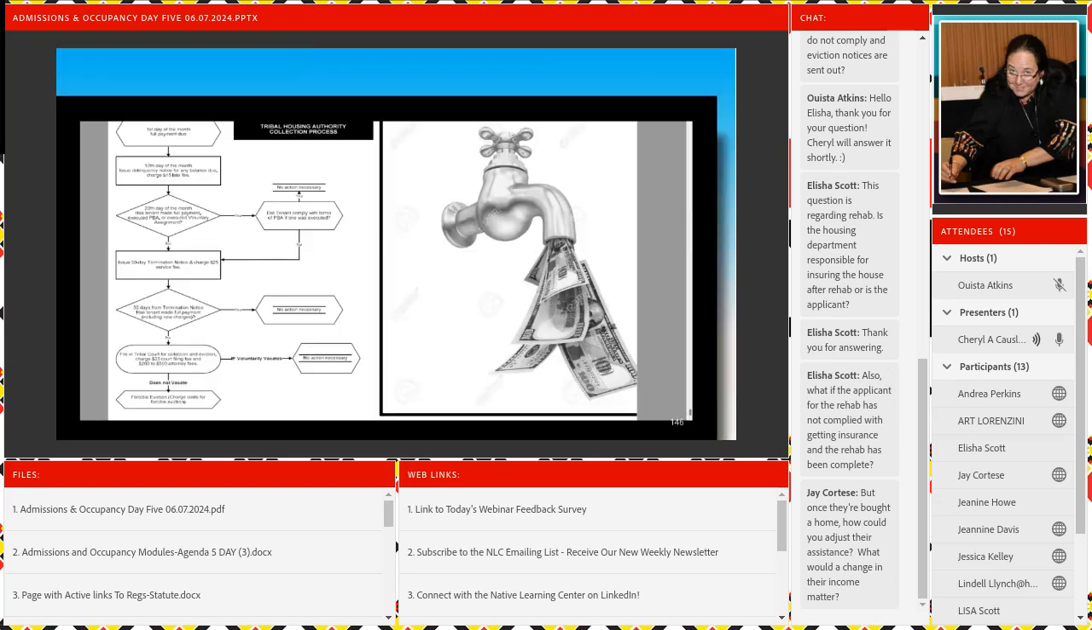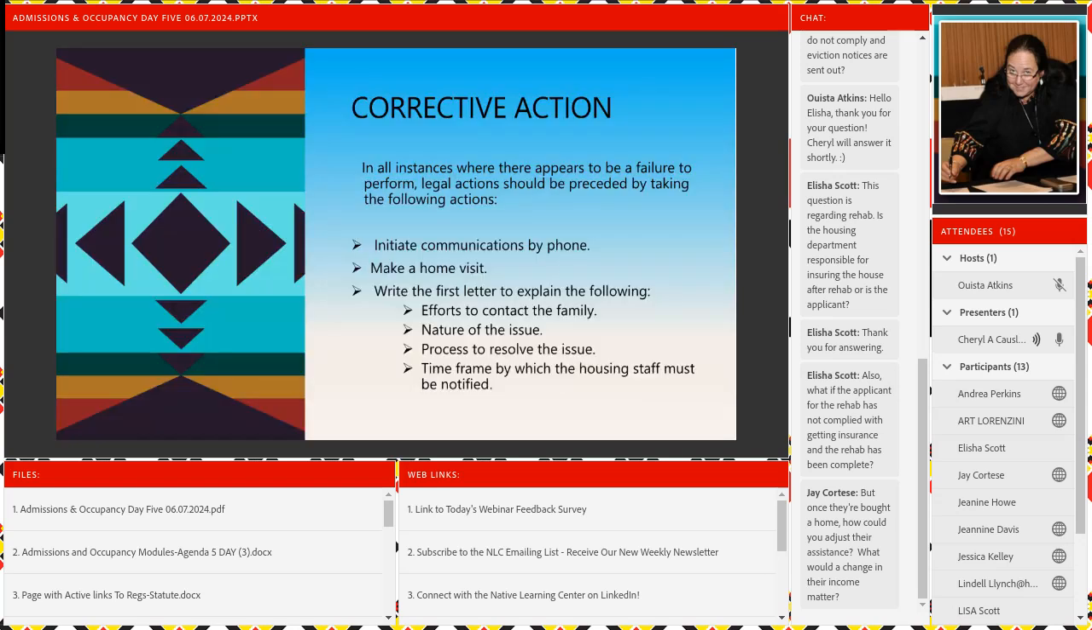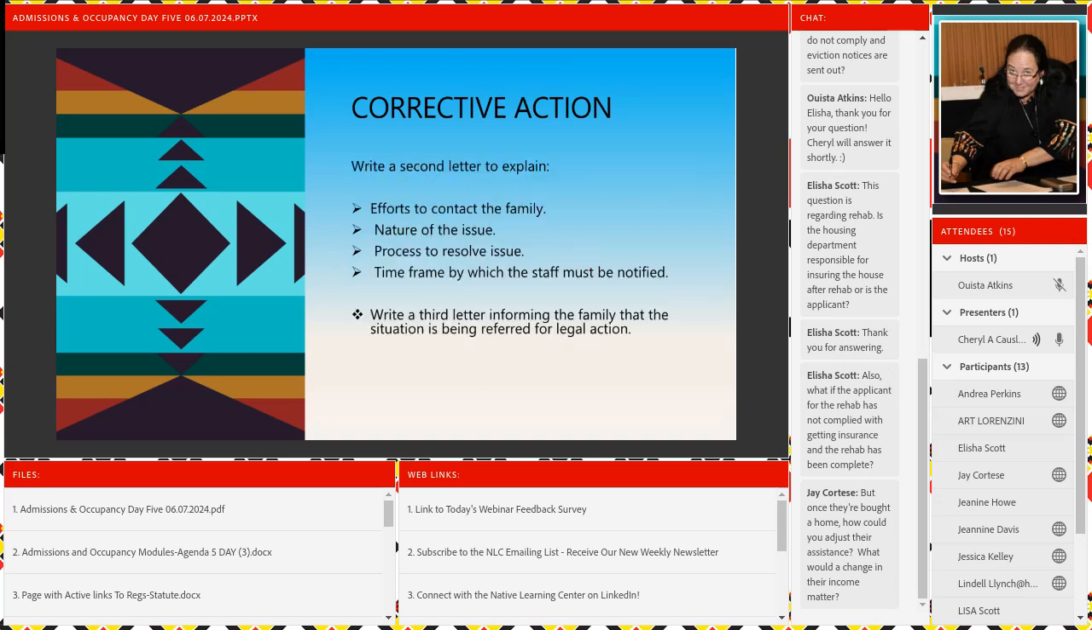That is a tribal housing authority collection process. You should have it all outlaid. Your corrective actions, in all instances where there appears to be a failure to perform, should be preceded by taking the following actions before legal action. Initiate that communication by phone, make a home visit, write the first letter explaining to the family your efforts to contact them, the nature of the issue, the process to resolve the issue, and the time frame by which the housing staff needs to be notified. The second letter repeats the efforts to contact the family, the nature of the issue, the process to resolve it, and the time frame by which the staff has to be notified.